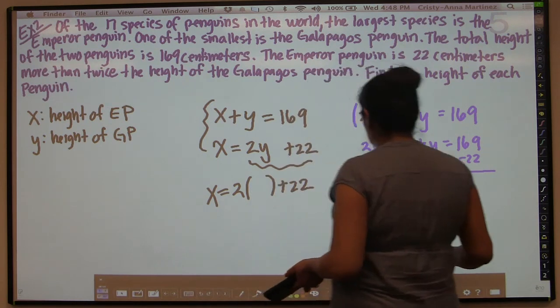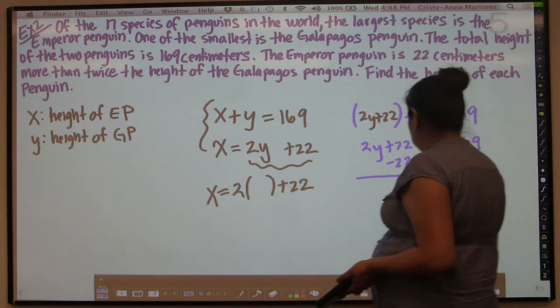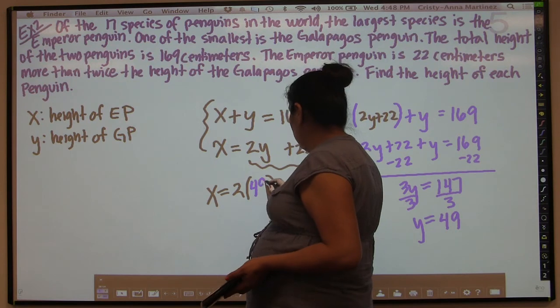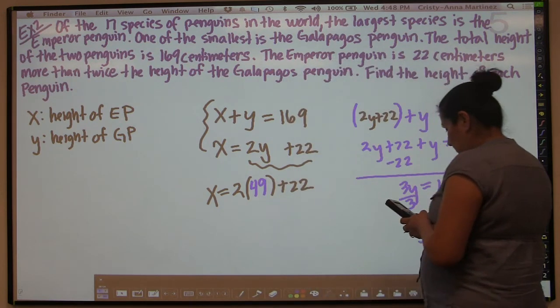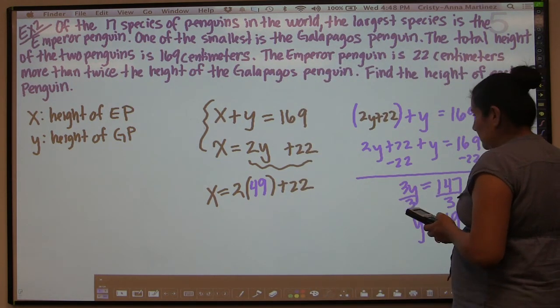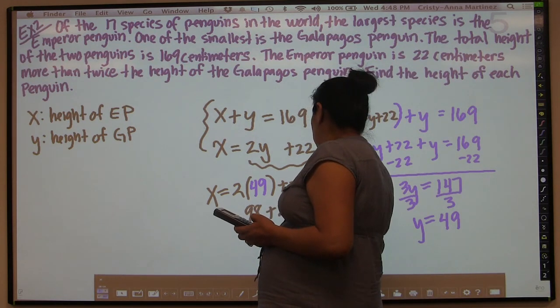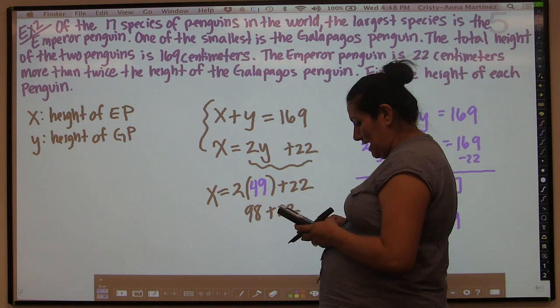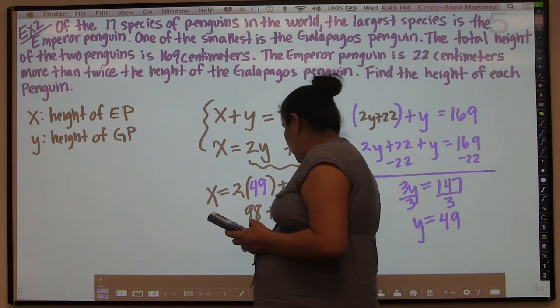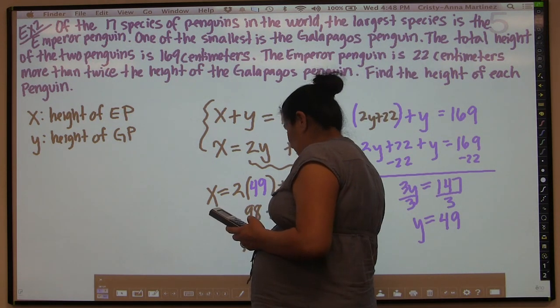because we know that x is 2 times y plus 22. And since y is 49, we plug that in right there. So 2 times 49 is going to give us 98. So that's twice the value of y, and then we're going to add 22 to it, and x is 120.